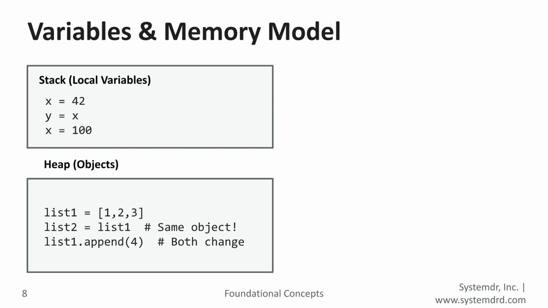The memory model involves the stack for local variables, where assigning `y = x` means y gets the value of x, but reassigning x doesn't affect y. The heap holds mutable objects, like lists. When `list2 = list1`, they point to the same object. Therefore, modifying one list modifies the other.